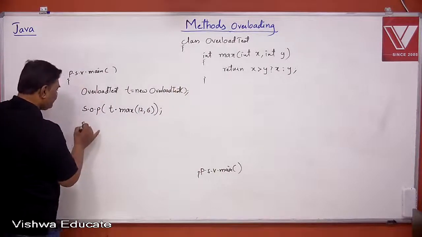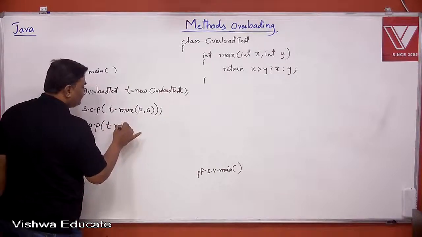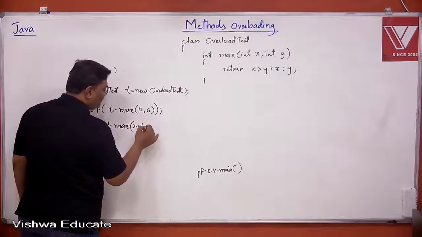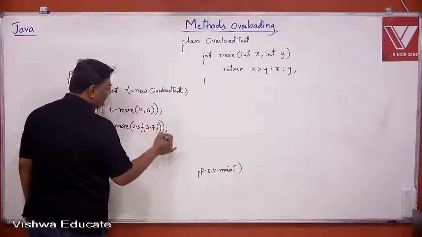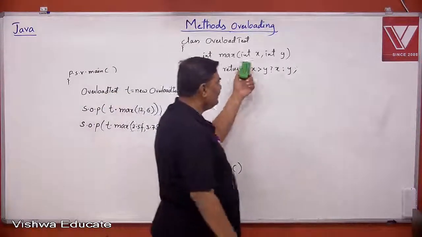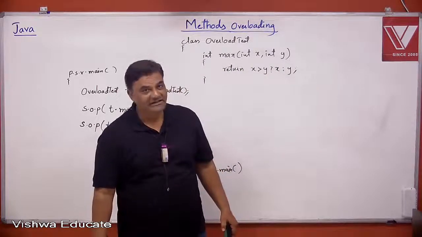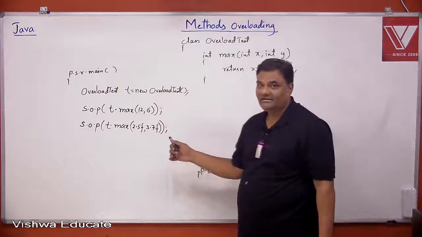Now what I have to show you, watch it. t.max(2.5f, 3.7f). Can I call this? I am sending float values, but I don't have a method for float values. I have only a method for integer. So I get an error here, right?